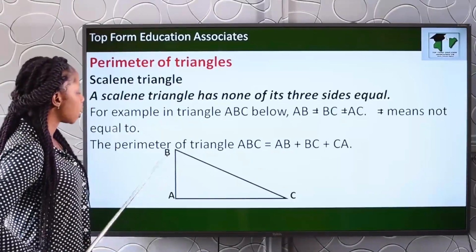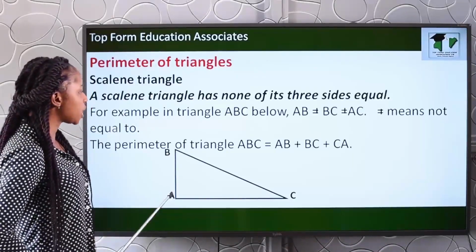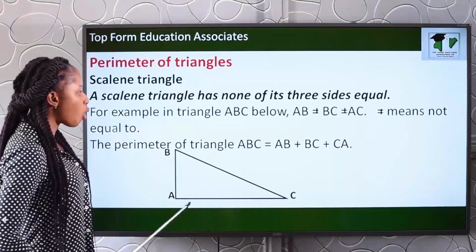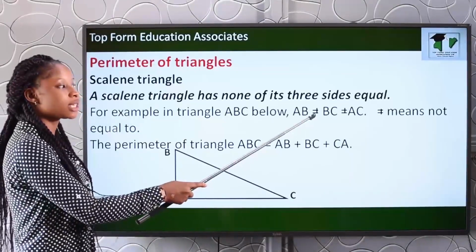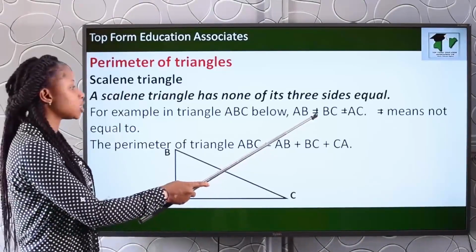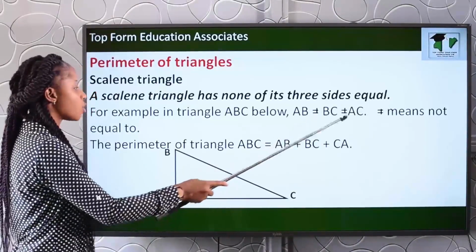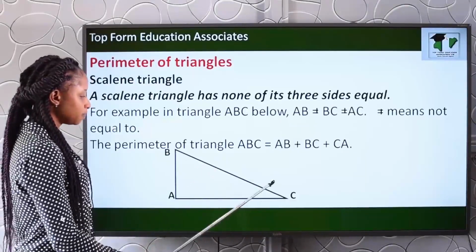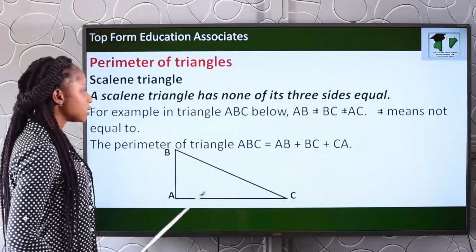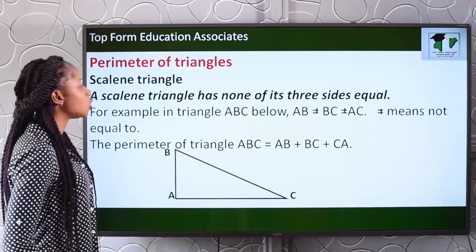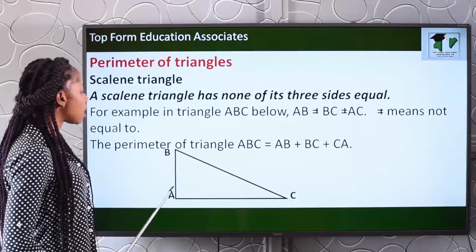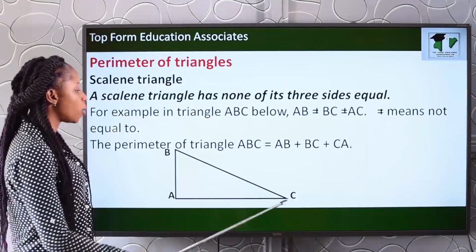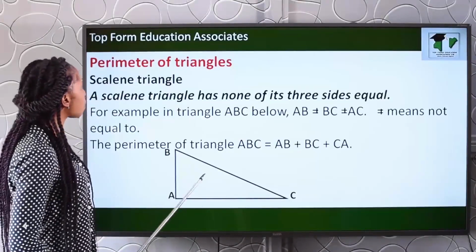For example, in this triangle we have here, AB is not equal to BC, and BC is not equal to AC. Whenever you see this sign, it indicates not equal to. This is the not equal to sign. So AB is not equal to BC, and BC is not equal to AC, simply because the sides are not equal. So to get the perimeter, we add all together AB plus BC plus CA or plus AC. So that will give us our perimeter.